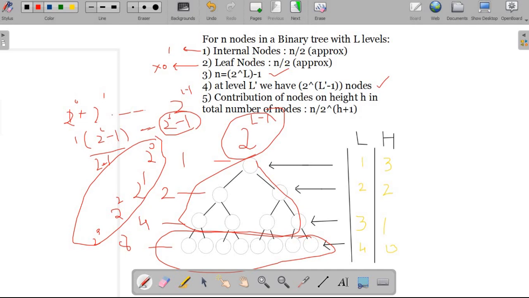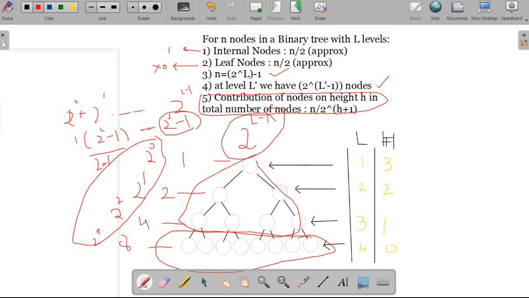Now the main point, because of which I have told all of this to you, is point 5, which will be directly used in the proof that we can build a heap in order of n only. What I have written over here is that the contribution of nodes at height h in the total number of nodes is n by 2 to the power h plus 1.